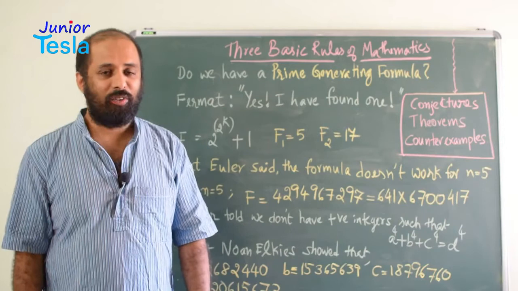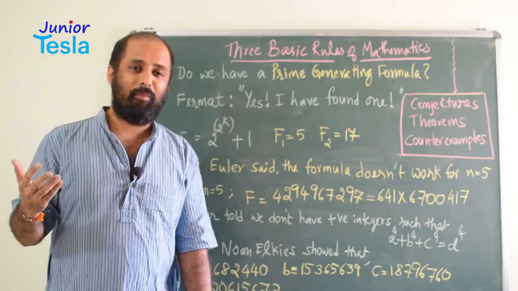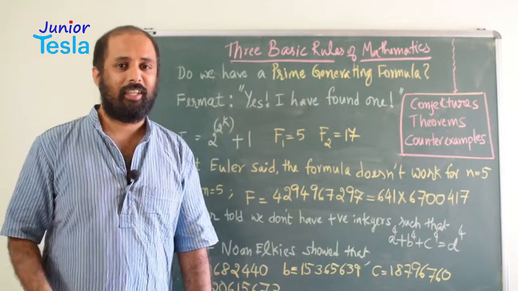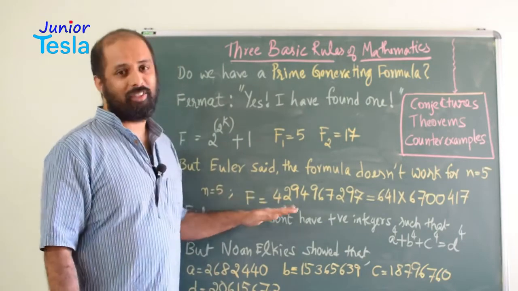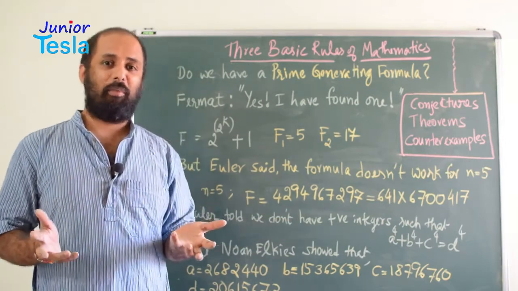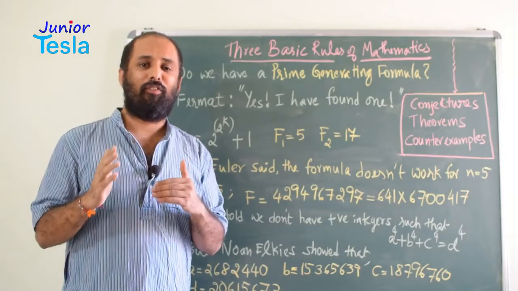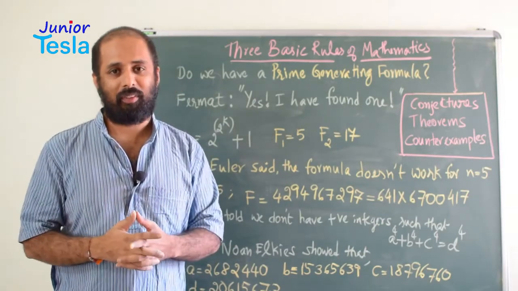And that is how the result that had been built by Fermat for 100 years was crushed, demolished. And the new truth was established, that there is no formula for generating prime numbers, right?